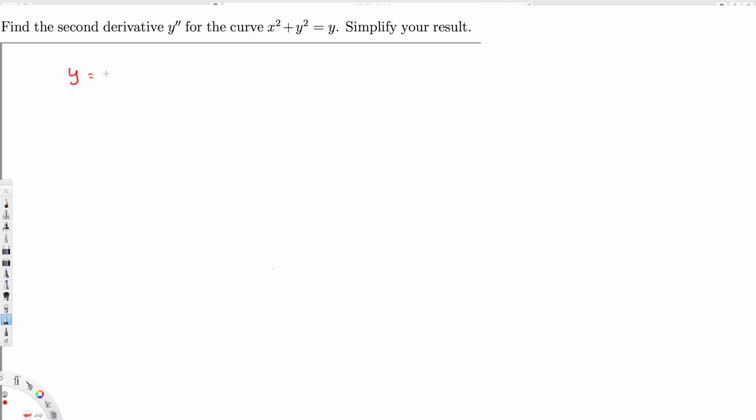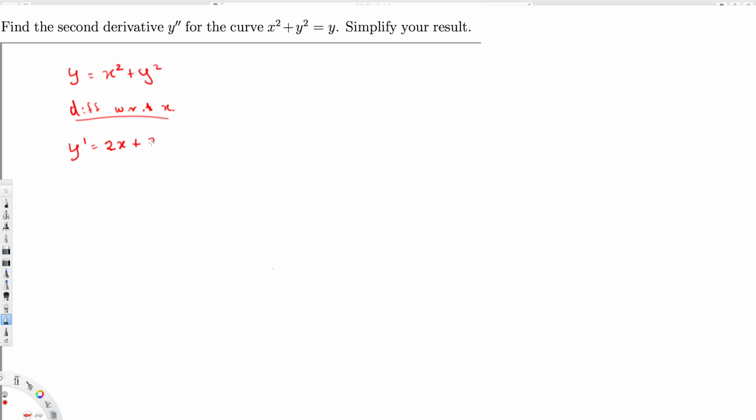To find the first derivative, I rearrange this equation right here. So y is equal to x square plus y square, right? This is the equation. Now I have to take the derivative on both sides, differentiating with respect to x. We have to mention this before we continue. So first of all, it's going to be y prime is equal to 2x, the derivative of x square, and the derivative of y square is going to be different. It's going to be the chain rule, right?